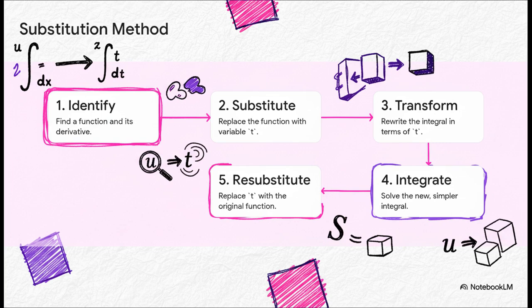First, you play detective and spot a function and its derivative, just hanging out together in the problem. Then, you substitute that function with a new variable. We usually use t. You transform the whole thing, integrate the new, much easier problem, and for the grand finale, you substitute back to get the answer in terms of your original variable.